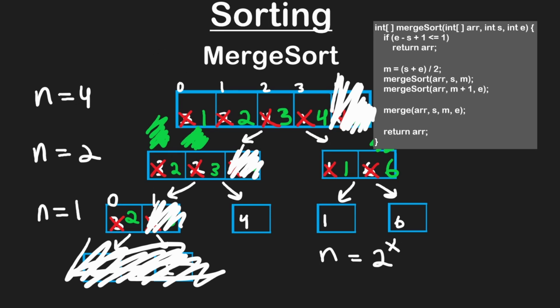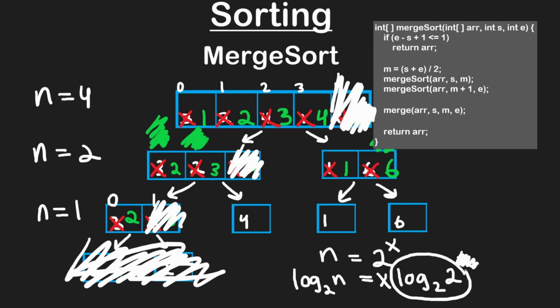Well, in case you forgot a little bit of math, I'll tell you, we can take the log of both sides of this equation. That will give us, and by the way, I'm doing log base 2, log base 2 of n is equal to log base 2 of 2 to the power of x. And if you forgot your log operations, this can be simplified to take this x away and put that x over here.